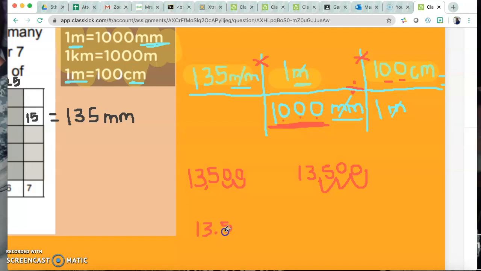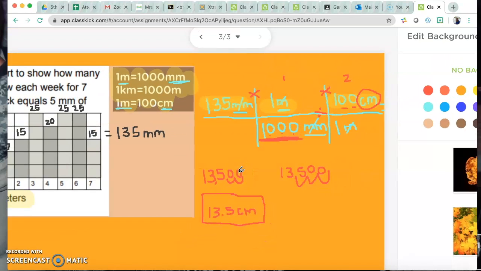So 13 and 5/10 centimeters. So we went all the way from millimeters, and then we went back to meters, and then we canceled out those meters and got it into our answer that we wanted of centimeters. Okay? So that is how you would do one. And that one's a little bit tricky because it's not just one step. This was our first step, and then this was our second step. So we had to do a little bit more than what you might in some other ones.